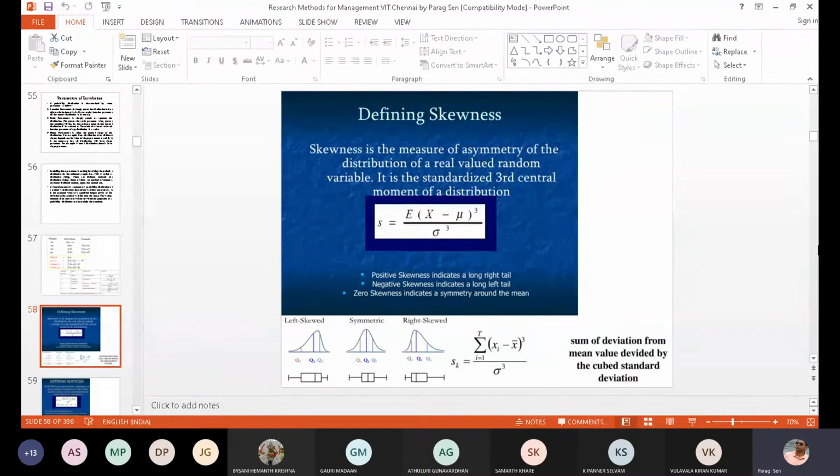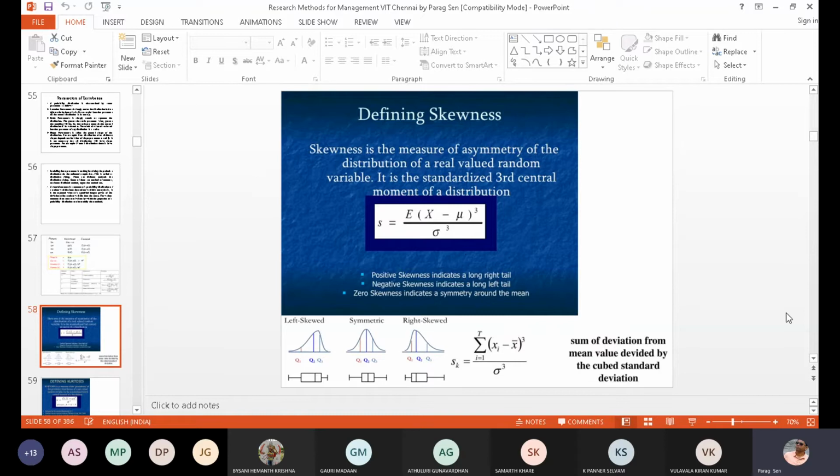So first, let's define the skewness. The skewness is the measure of the asymmetry of the distribution of a real valued random variable. It is the standardized third central moment of a distribution. You can see the formula.